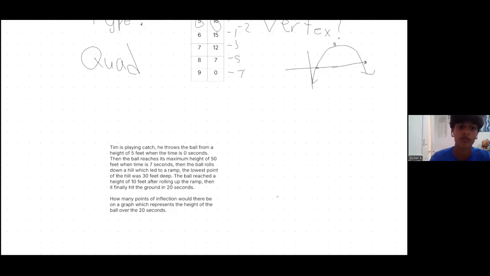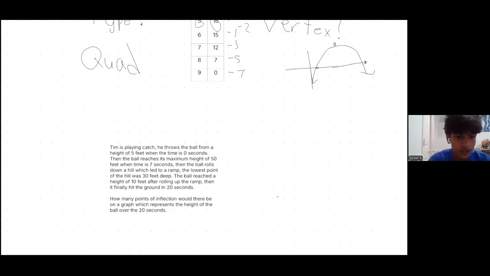He throws the ball from a height of 5 feet when the time is 0 seconds. Then the ball reaches its maximum height of 50 feet when the time is 7 seconds. Then the ball rolls down a hill which led to a ramp. The lowest point of the hill was 30 feet deep. The ball reached a height of 10 feet after rolling up the ramp. Then it finally hit the ground in 20 seconds total.